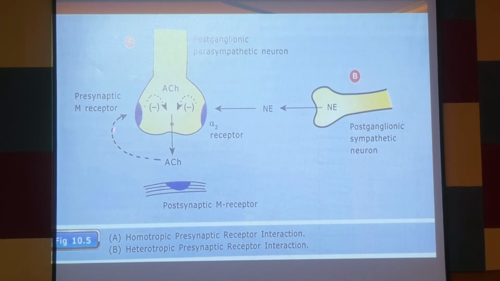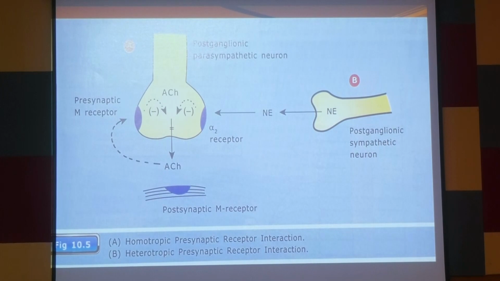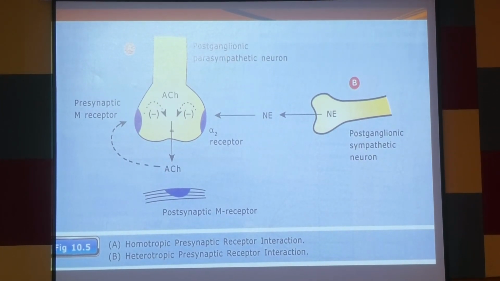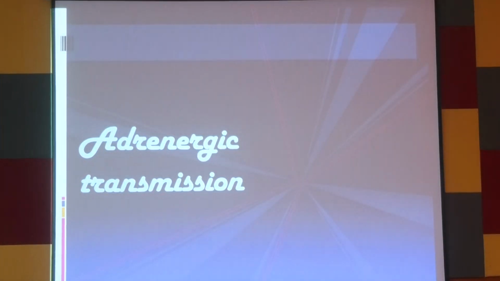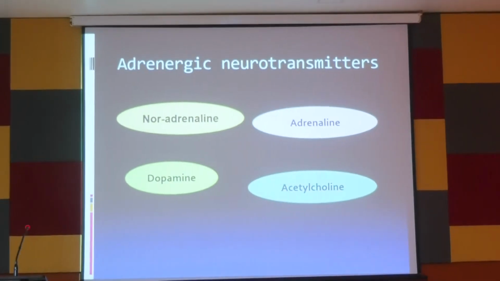Here you can see that the acetylcholine autoreceptor inhibits its own release, whereas the alpha 2 receptor will inhibit the release of the parasympathetic neurotransmitter. So this is the heteroreceptor and this is the autoreceptor. Now, the adrenergic neurotransmitters, as I told you.